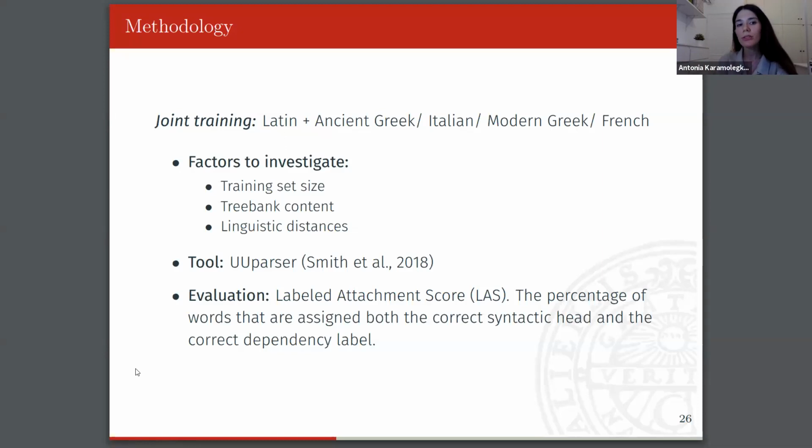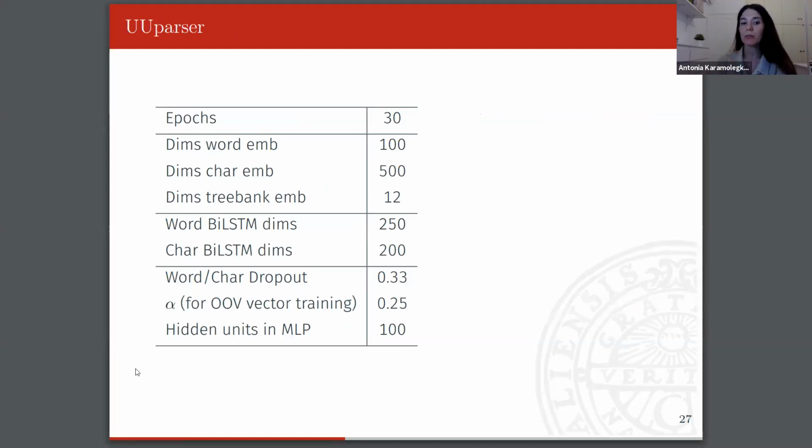The tool we used was the Uppsala University parser, and the evaluation metric was the labeled attachment score, which is a standard evaluation metric for dependency parsing, and it uses the performance of words that are assigned both the correct syntactic head and the correct dependency label. Now, the Uppsala University parser was mentioned by Sara in the previous section, and in our study, we just used the default settings and hyperparameters.